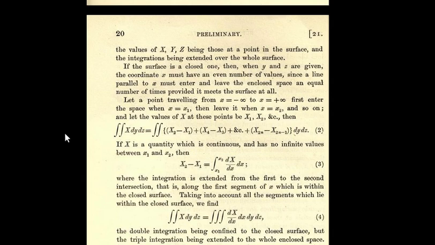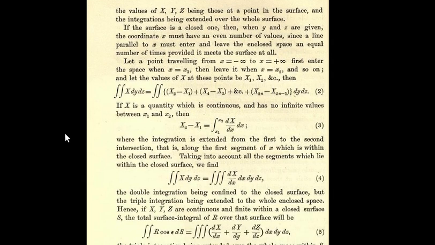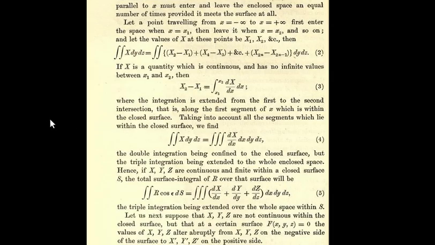Then the integral of X dy dz equals the integral of [X2 minus X1 plus X4 minus X3 plus and so on] dy dz. Equation 2. If X is a quantity which is continuous and has no infinite values between x1 and x2, then X2 minus X1 is equal to the integral from x1 to x2 of dX by dx dx. Equation 3.